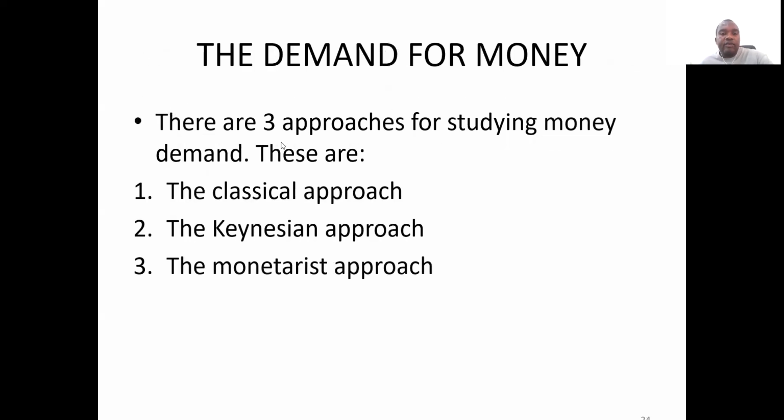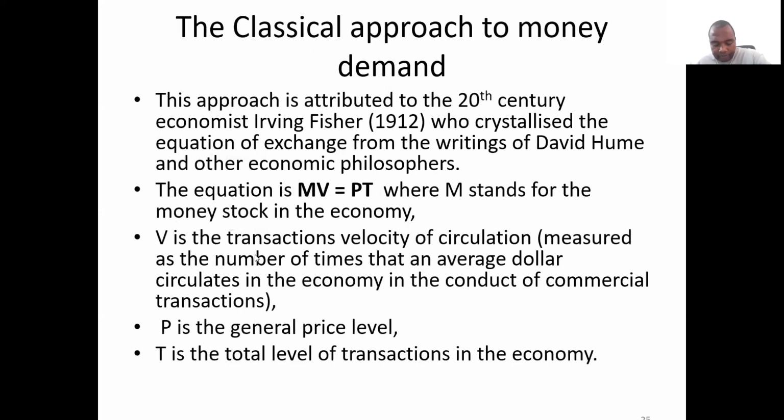And then we look at the demand for money. There are three approaches for studying money demand, which are number one, the classical approach, number two, the Keynesian approach, and number three, the monetarist approach. With the classical approach, this approach is attributable to the 20th century economist Irving Fisher, who published his work in 1912, who crystallized the equation of exchange from the writings of British philosopher David Hume and other economic philosophers.